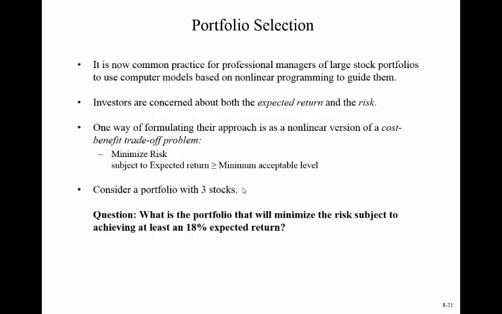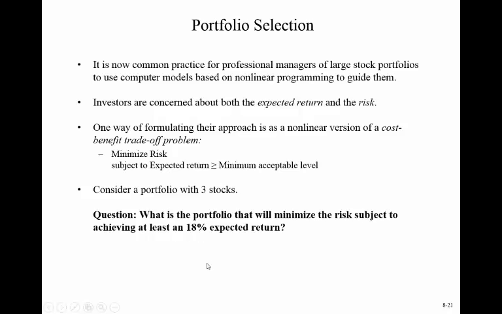So this particular optimization model is a version of a cost-benefit trade-off problem where you're trying to minimize risk, but you want it to deliver a certain expected return. You're putting in a minimal acceptable level of return, and you are asking it to give you the division of the assets such that you minimize that risk.